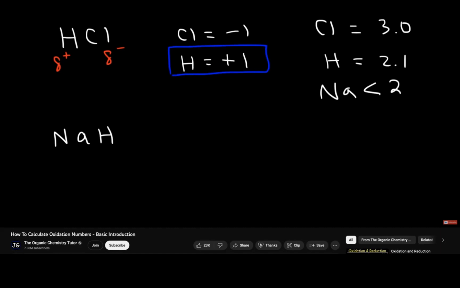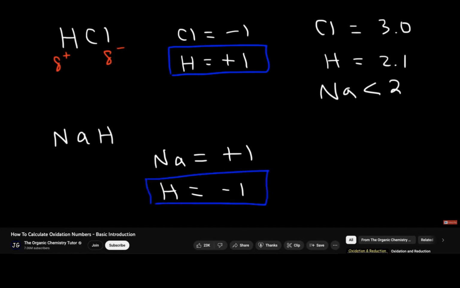Now what about in sodium hydride? Well, we know that sodium is an alkali metal, which always has a +1 charge. So therefore sodium is going to have an oxidation state of +1. But hydrogen has an oxidation state of -1. Typically, when hydrogen is bonded to a metal, it usually has a -1 oxidation state. And it makes sense because hydrogen is more electronegative than most metals. So it usually bears the partial negative charge. That's why it has a negative oxidation state. Sodium has the positive charge, so it has a positive oxidation state. And so you could use electronegativity to help you determine what the oxidation state will be.